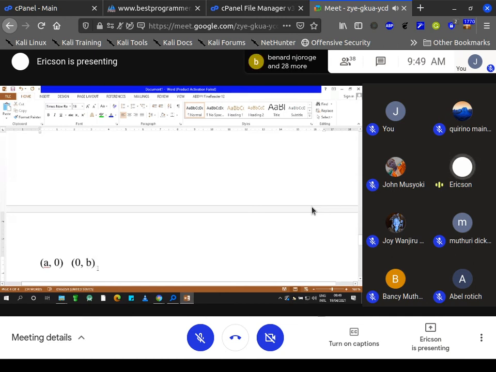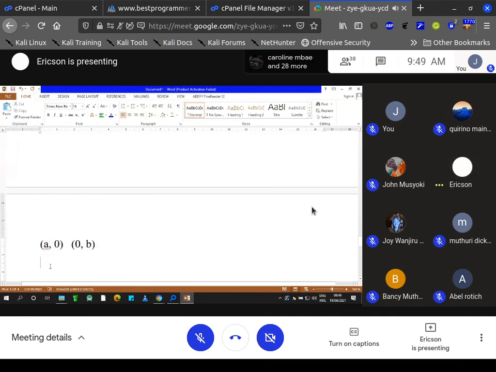So the equation of such a line will be given by x divided by A plus y divided by B. This will be equal to 1. You can just write this down. Basically, that is the general equation of such a line.